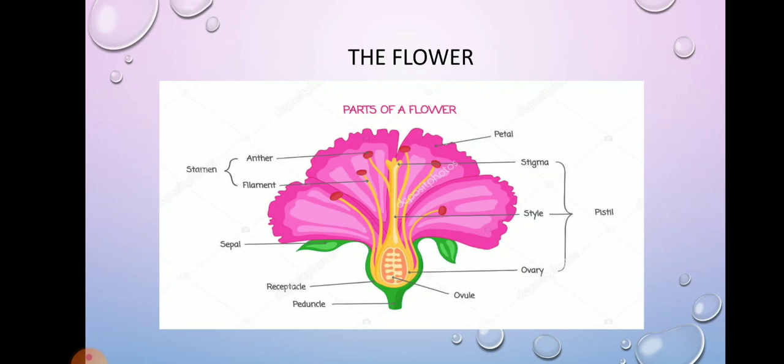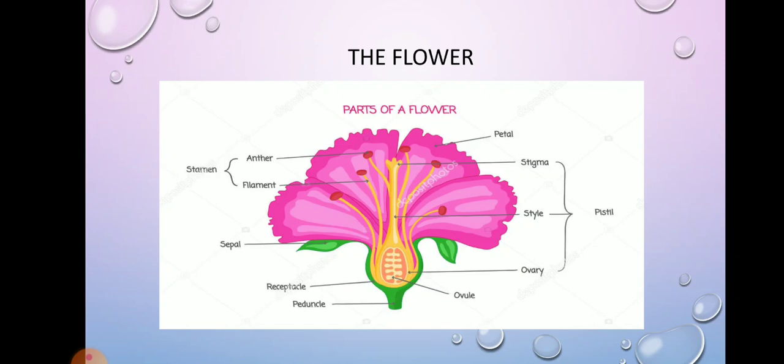Okay, now I'll just give you a brief description of different parts of the flower. So first we are going to talk about sepals, which you can already see in the diagram. It is a green leaf-like structure, and it is the outermost whorl of the flower, means the outermost part of the flower, which holds the flower and protects the bud. When a flower is in a bud stage, it is protected with the help of sepals.